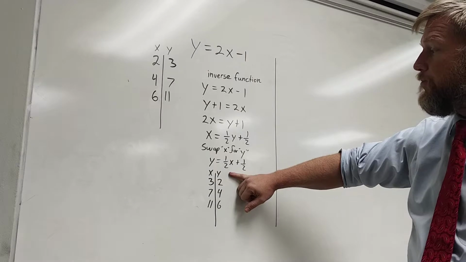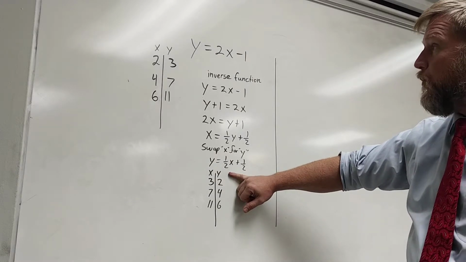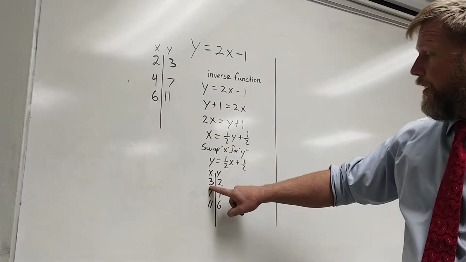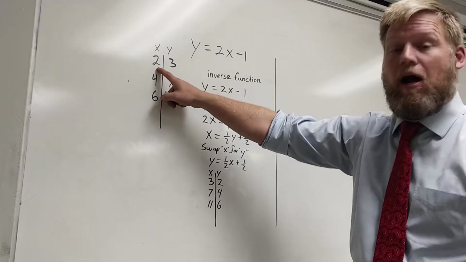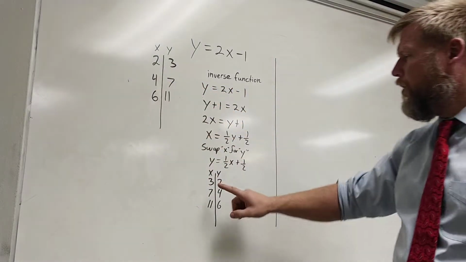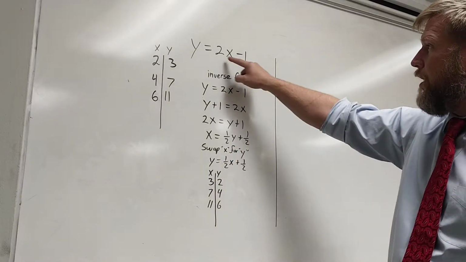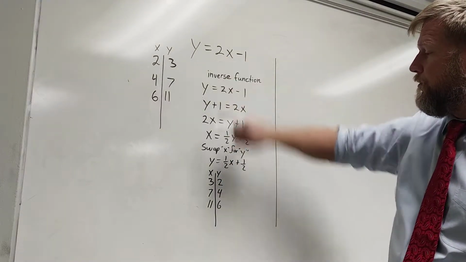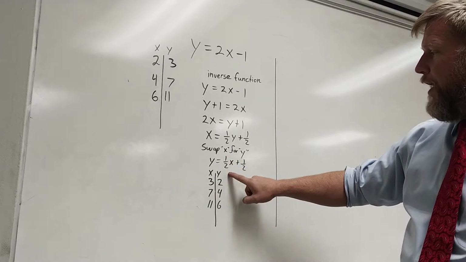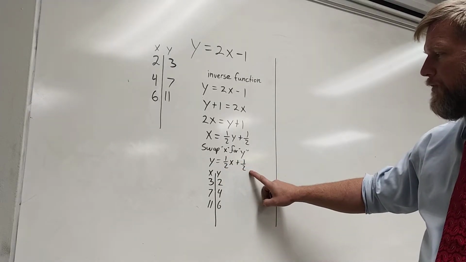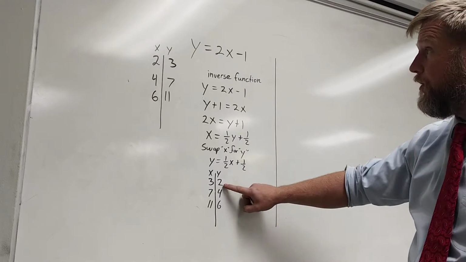This is going to give me inverse functions. So when I put in a 3, like I did here, I am going to end up with a 2, like I did here. This is an opposite function. It goes backwards. So if I put in a 3, 3 times 1/2, which would be 3 halves, plus 1/2, 3 halves plus 1/2 is 4 halves, which is 2.